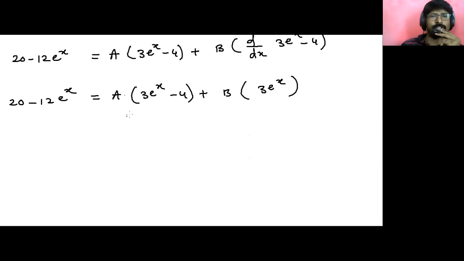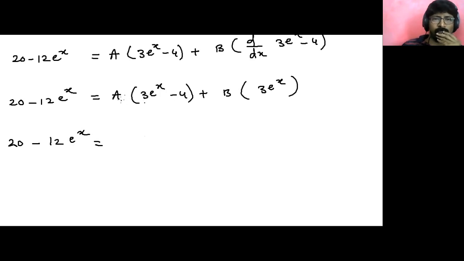Okay, now let's move ahead. What is to be done? Many people get quiet: sir, we don't know how to do this. So simple, look at this. 20 is a constant and the e power x coefficient is negative 12. We'll have to simplify this right hand side and we'll have to compare the coefficients. Nothing big in that, isn't it?